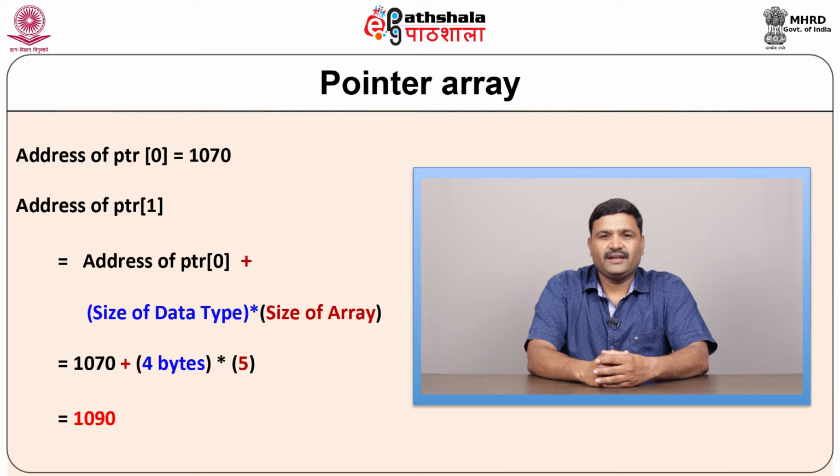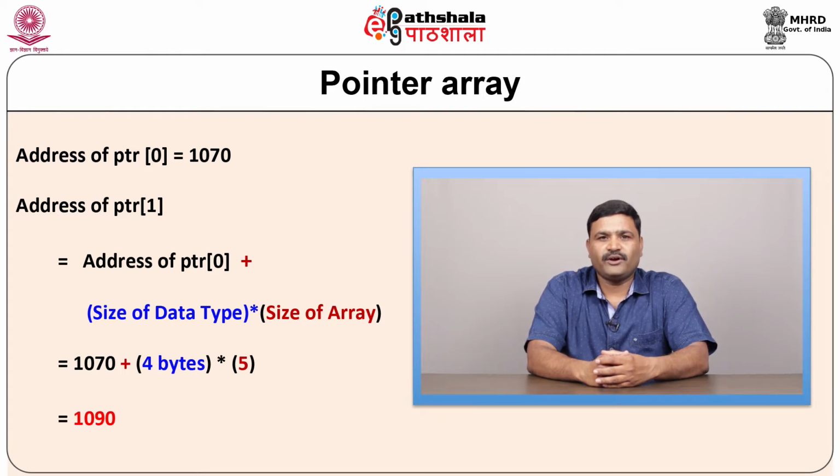Let us know how to find out the memory address of array and pointers. First of all, we will find out the memory address of pointers. In this, we are going to consider pointer 0 to pointer 4. We are assuming the data size of a pointer as 4 bytes and the number of elements as 5. We are initially assuming the memory address for pointer 0 is 1070, that is the initial address for pointer 0.